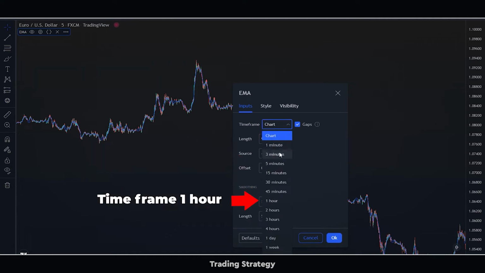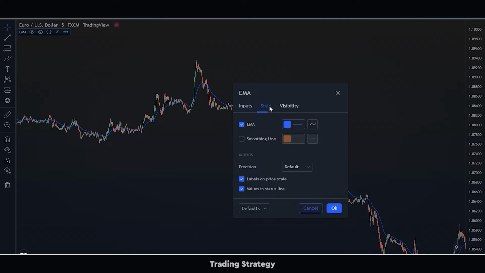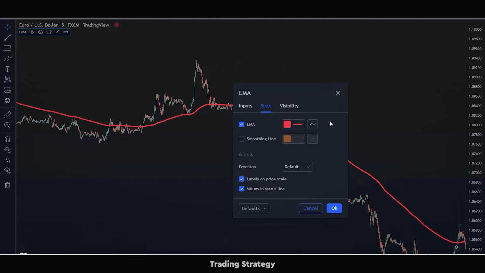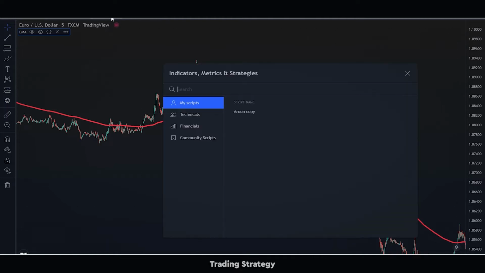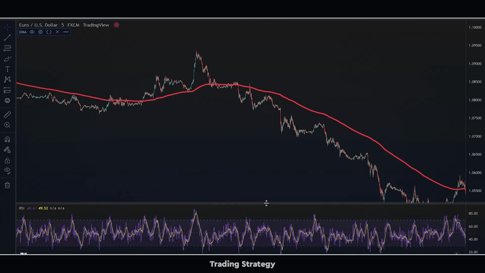When configuring this like this, it means that the 55 periods will be taken in the 1-hour chart, but we will see it in the time frame of 5 minutes. After that, we will configure the color in red and the thickness to the maximum. We will also add an RSI of 14 periods, with the parameters of 70-30.